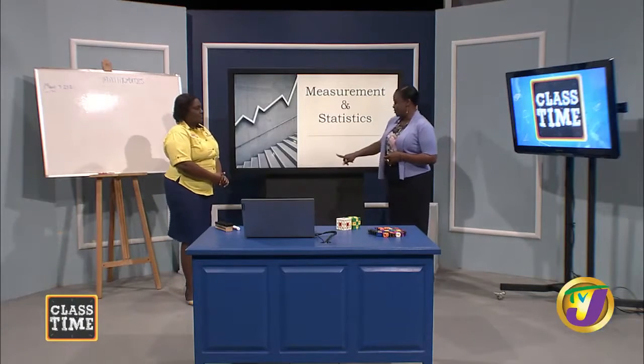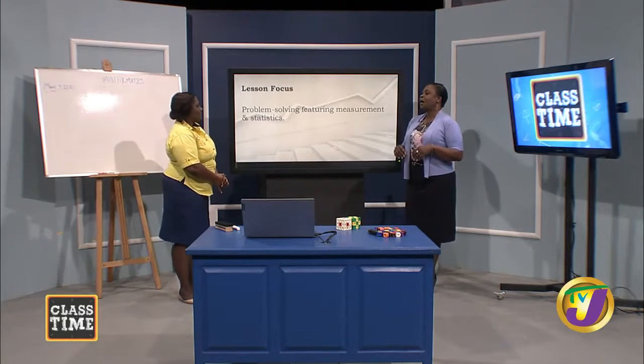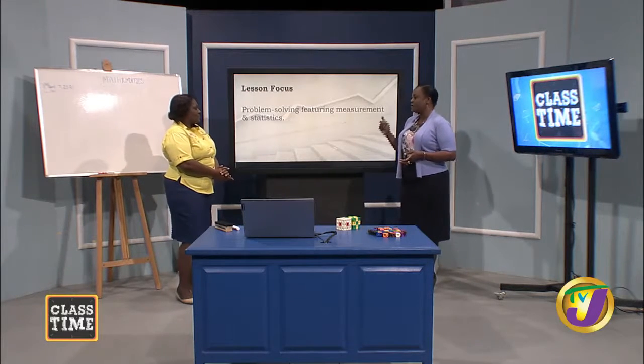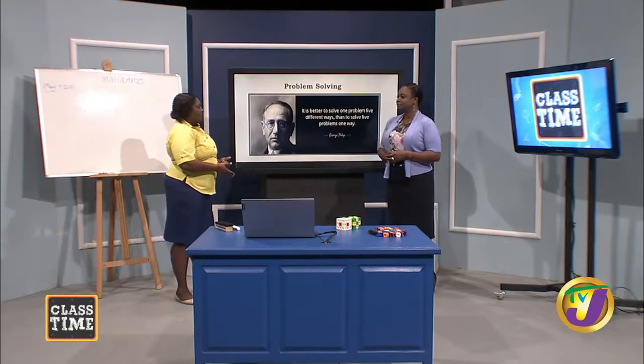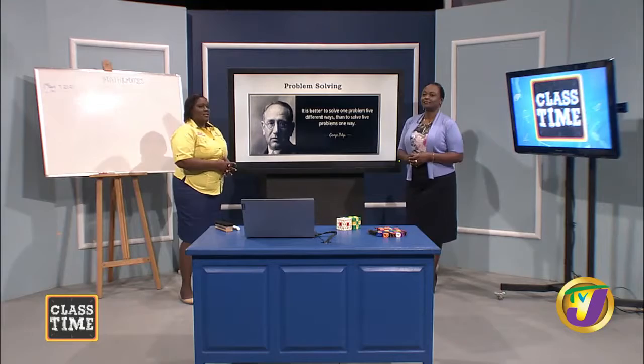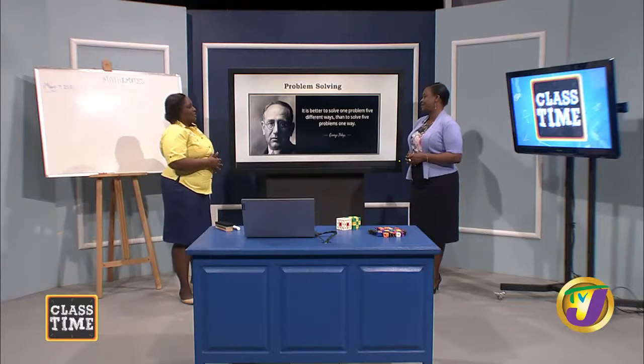So today we're looking, as we said, at problem solving in measurement and statistics. Right. So, looking at problem solving, we're going to start out with this quote to say that it is better to solve one problem 5 different ways than to solve 5 problems one way. Yes. Denise, what's your opinion on this statement?